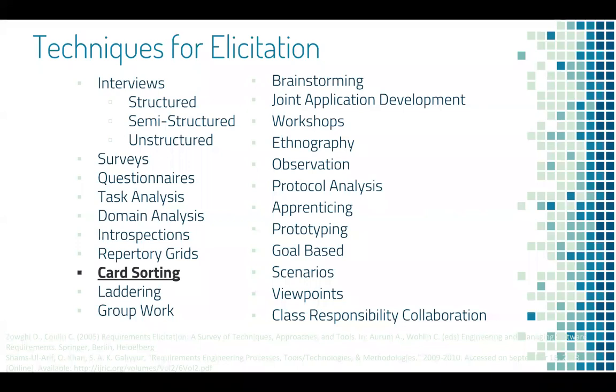There are many techniques for eliciting requirements. We will explain in detail what card sorting is and its benefits and drawbacks, then discuss when to use card sorting and when not to. Finally, we will explain how we conducted our elicitation and the results.